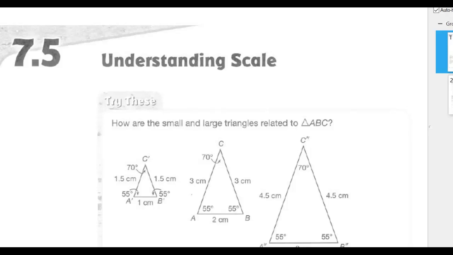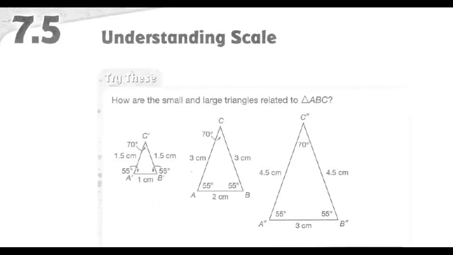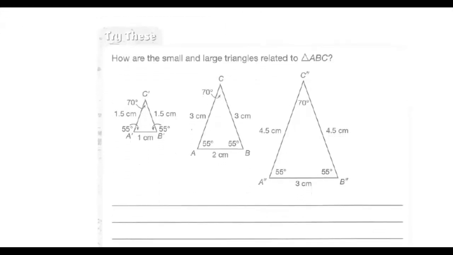So just a reminder about similar polygons. Here, these are all triangles. It says, how are the small and large triangles related to ABC? So triangle ABC is the middle one, and you'll notice this is A prime. It's got a little dash on that, and this is A double prime. That just means it's an image or another object that's related in some manner.